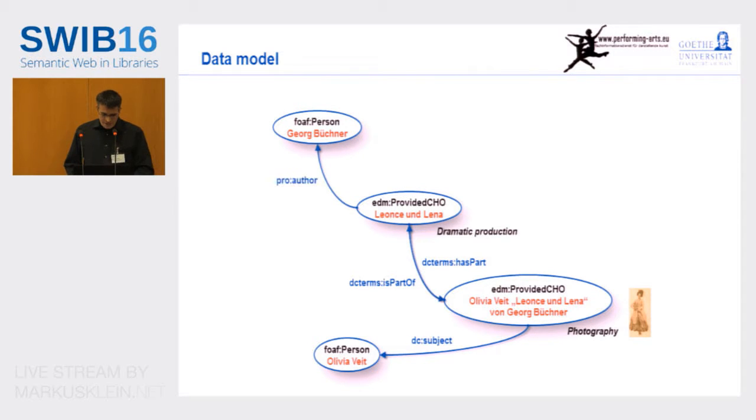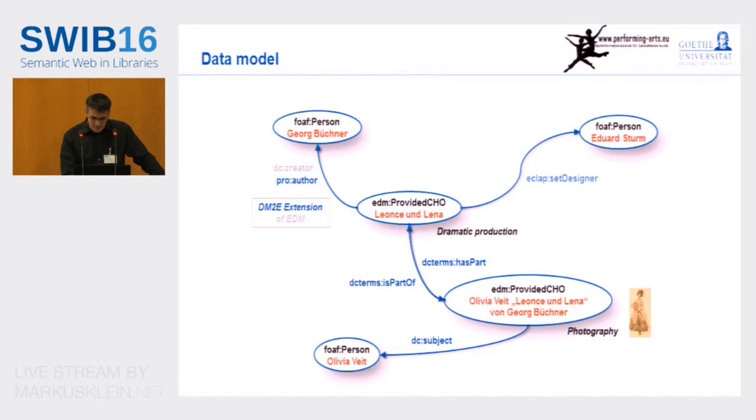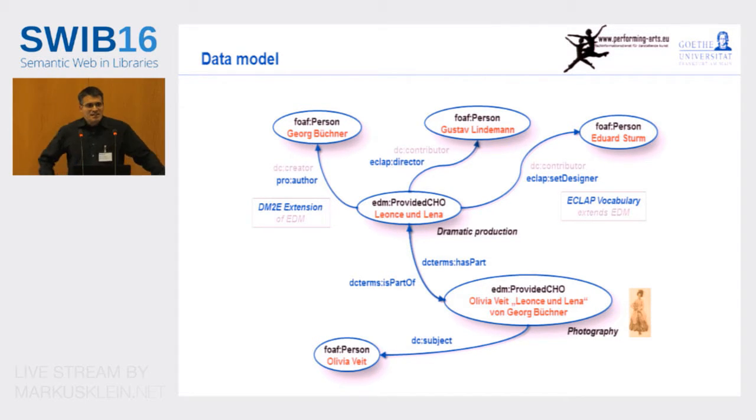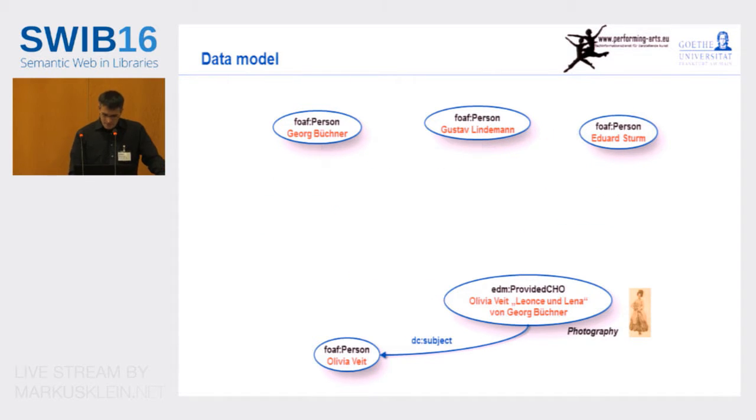We have, of course, an author. Here we already use an extension of DM2E to be precise enough. And we have more people involved, a set designer, where we use the ECLAP vocabulary to extend EDM, because otherwise we have only a contributor. And we have another contributor, the director. If we only use the standard properties of EDM, we can't reflect the different roles, and we have a lot of loss of information in the data. But this is not perfect.